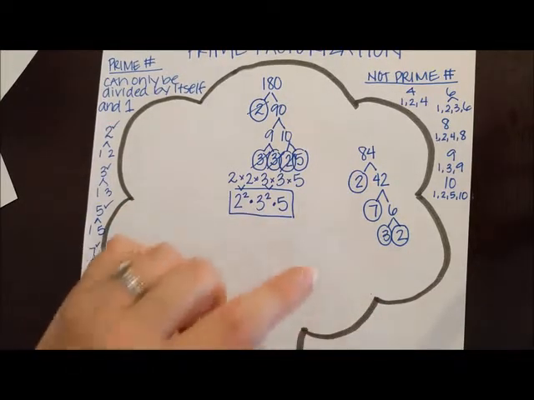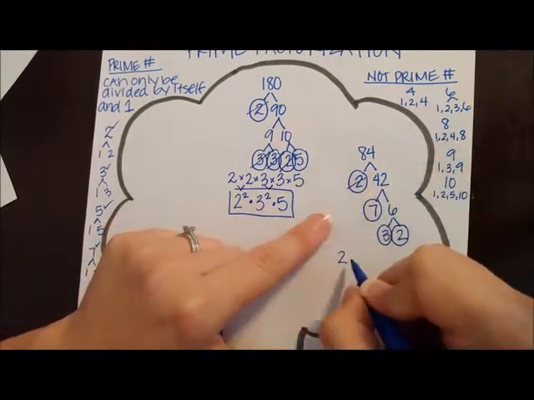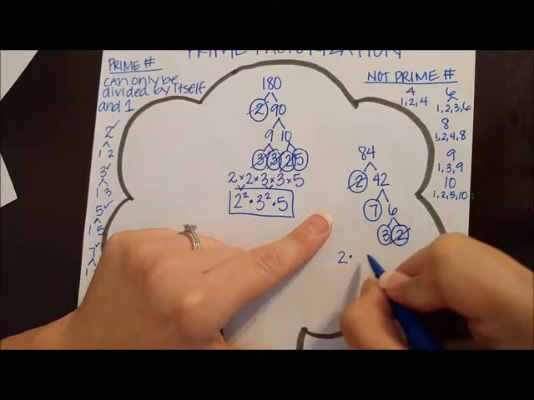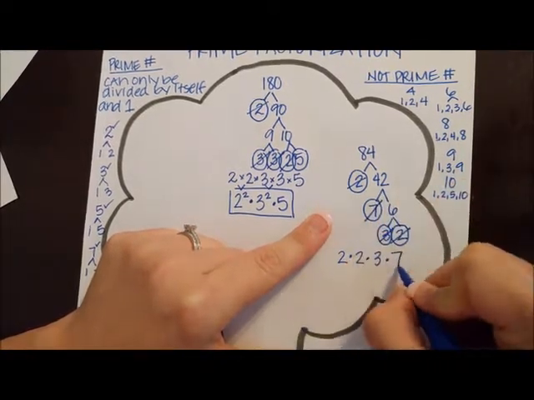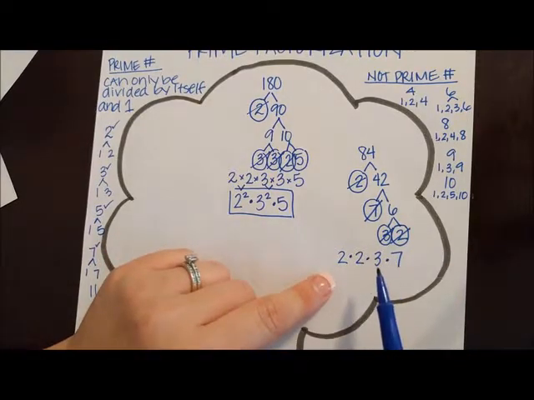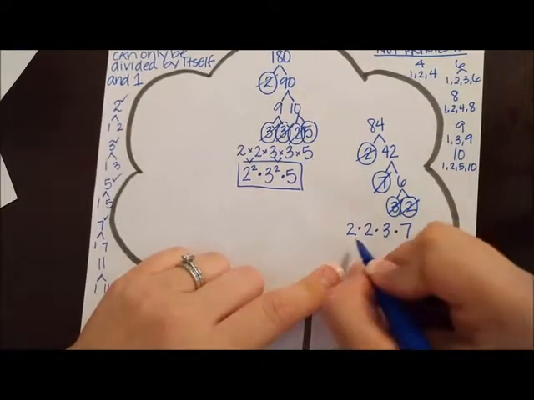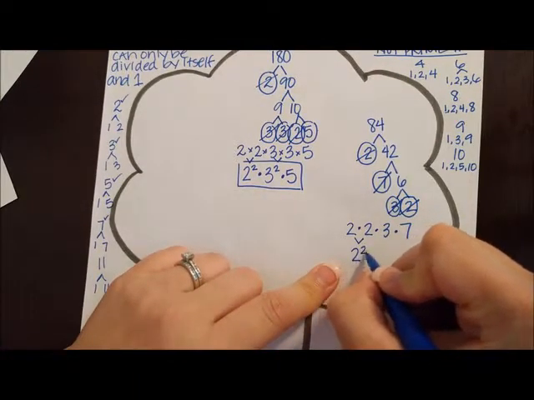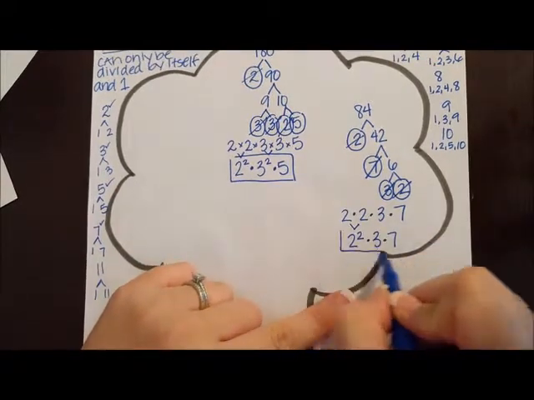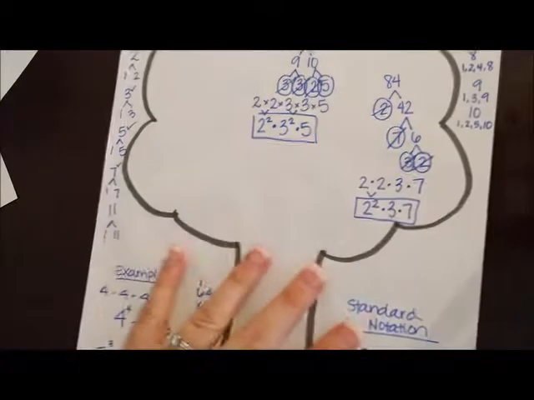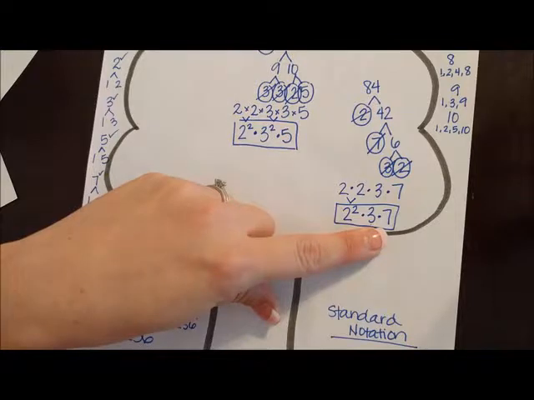I'm going to write my standard notation. Start with your smallest number. 2 times 2 times 3 times 7. So now that I have my standard notation, now I'm going to write it in exponential notation. So 2 times 2 is 2 squared times 3 times 7. There's my final answer. So the prime factorization of 84 is 2 squared times 3 times 7.